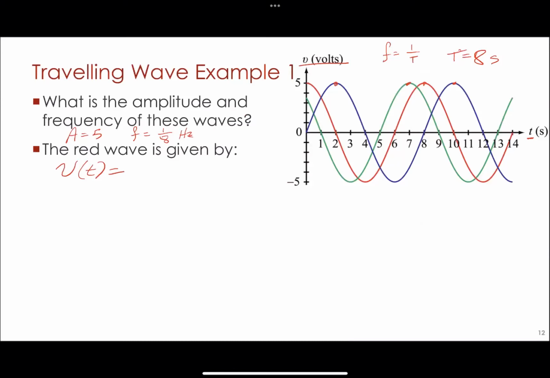What do you think? Anybody want to take a stab at it? 5 cosine pi over 4t. 5 cosine.